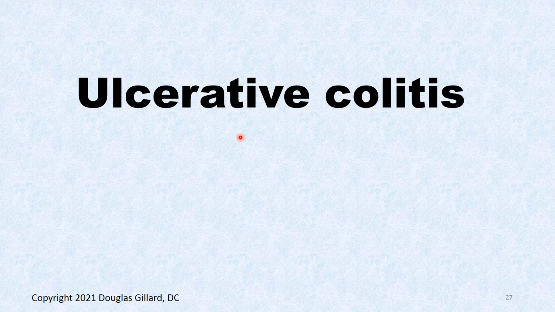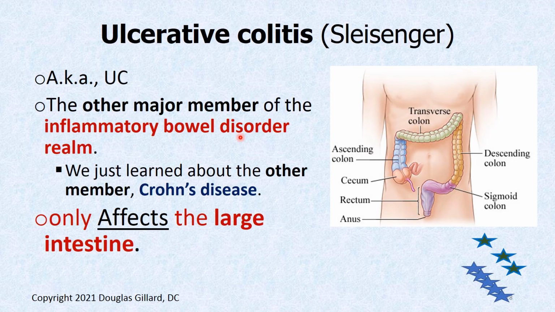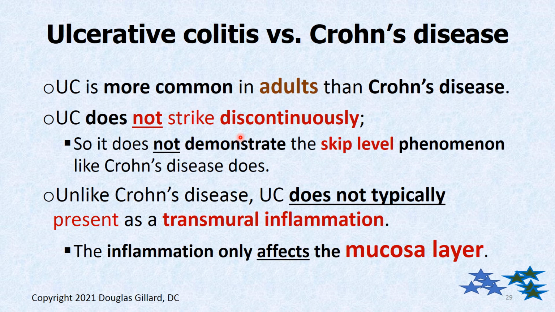All right, let's just start ulcerative colitis, and then we'll call it a day. So that's the other member of the inflammatory bowel groups. Only affects the large intestine. There's no skip lesions. It doesn't affect anything except the large intestine. What's the difference between ulcerative colitis and Crohn's disease? Ulcerative colitis is more common in adults. Ulcerative colitis does not have skip lesions, and so it doesn't strike discontinuously. It only affects the colon typically.